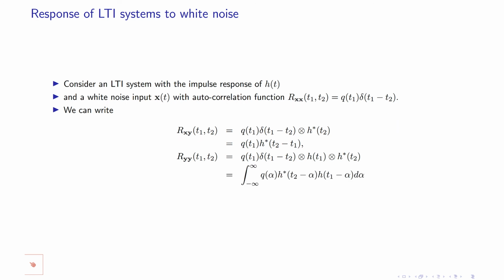So the autocorrelation function of the output, Ryy of t1 and t2, is just this convolution with h of t1, and obviously this could be simplified a bit by changing the dummy variables a little bit.